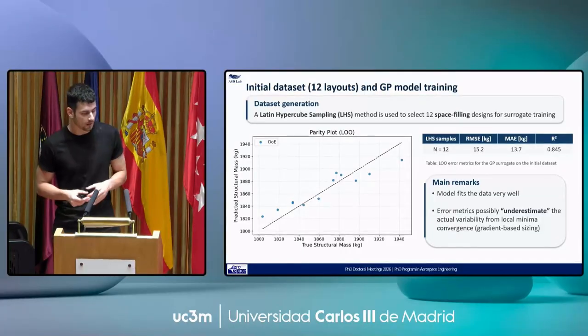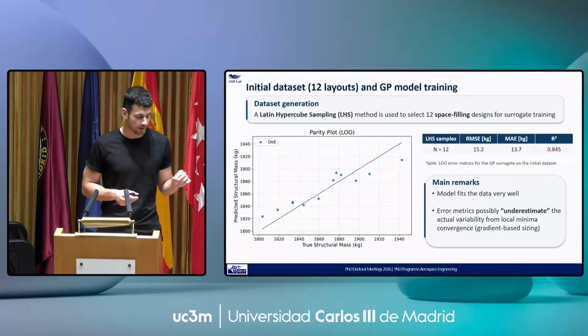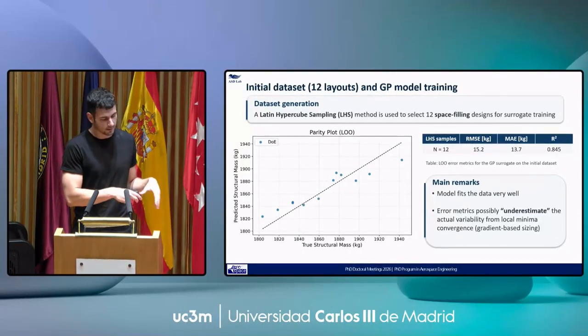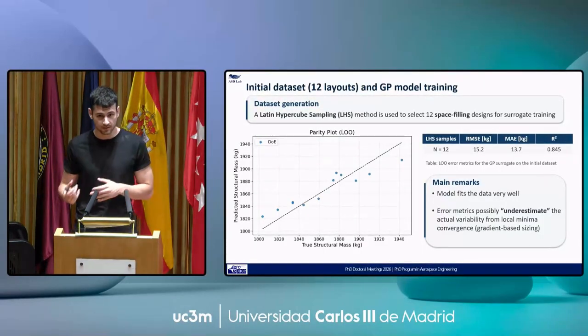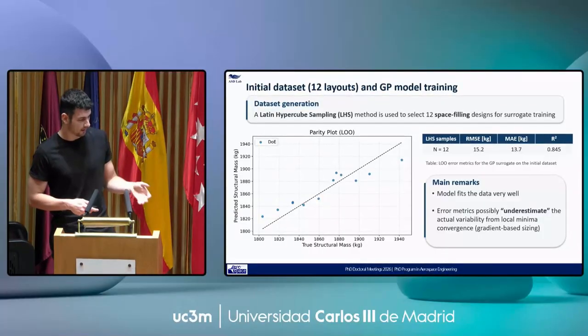the data very well. Now, I should also make a quick note here that the fact that we have low errors doesn't mean that the model is good. It just means that it fits the data well. And in this case, I believe that it underestimates the actual variability from the local minima.